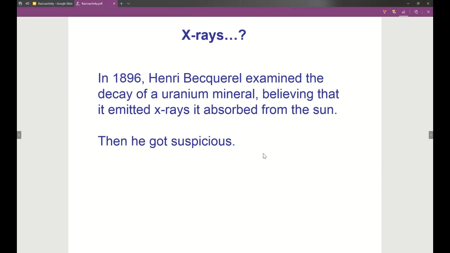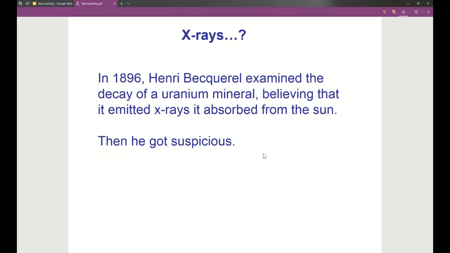Way back in 1896, a French scientist named Henri Becquerel was examining the decay of a certain uranium mineral. The prevailing attitude at this time was that something specific was happening to this uranium. We knew something was happening, but we weren't quite sure exactly what. The prevailing attitude was that it was X-rays coming out of the sun that were absorbed by the uranium and re-emitted. However, this became a little bit problematic when he realized that the plates he developed on an overcast day, after wrapping the uranium mineral in some kind of covering, still lit up bright as day.